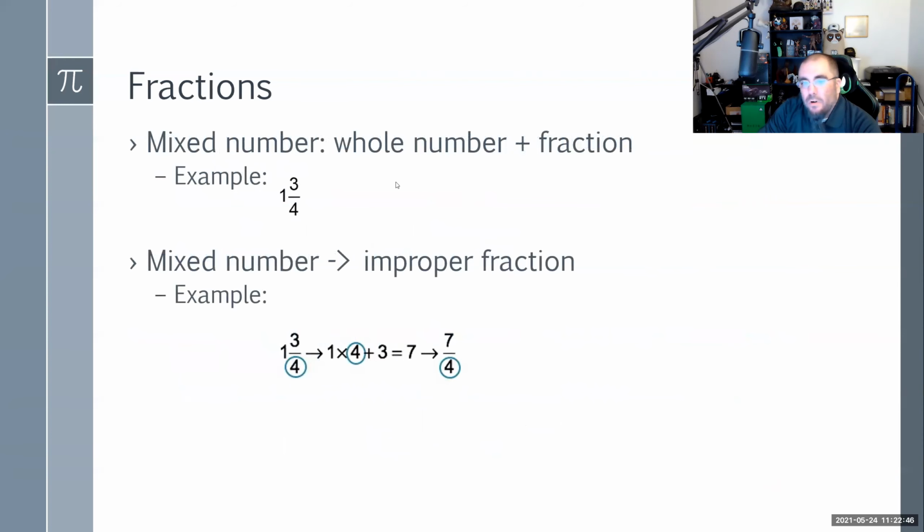So a mixed number is a whole number plus a fraction, so 1 3/4. If you need to convert back to an improper fraction here, you're going to take this and multiply it times that and add it to that. So 1 times 4 is 4 plus 3 equals 7. So in that case, we have 7 over 4.